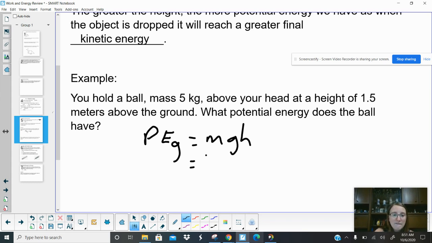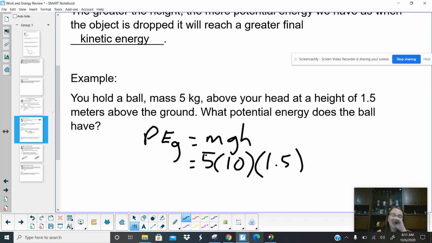So we have 5 for the mass, gravity is 10, and the height is 1.5. I will say, because these questions are so easy, do make sure your units are correct. This is meters, good to go. This is kilograms, good to go. It's possible that we're going to have to do some conversions. Remember, we always have to have kilograms, meters, and seconds as our units, unless they say otherwise.